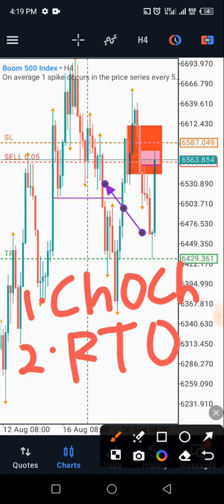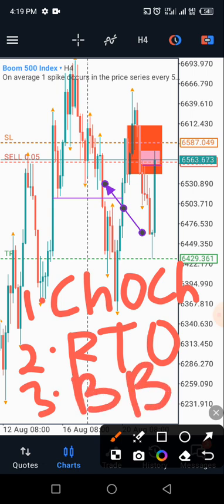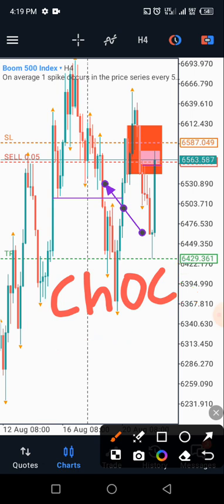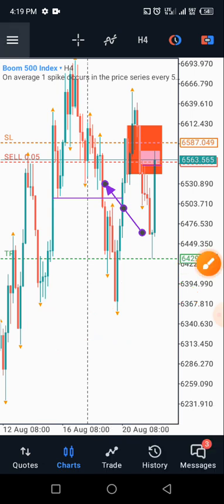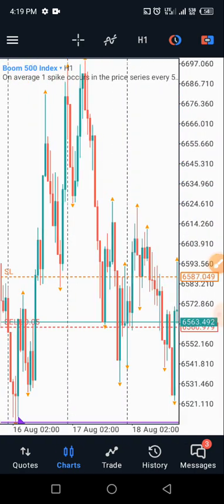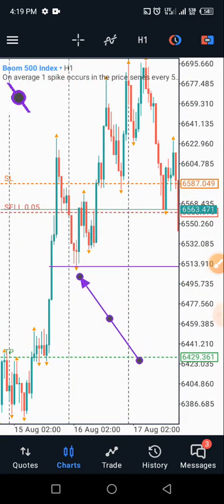Okay, and then when our return to order block has been tapped into, what we want to look out for is our breaker block. Okay, we want to look for our breaker block. So we've been able to identify our change of character, which is at this particular low here. If we go to the 1 hour time frame, we'll be able to see our change of character closely. Okay, so this particular level here was where we had our change of character.